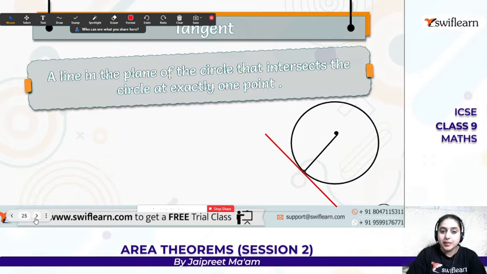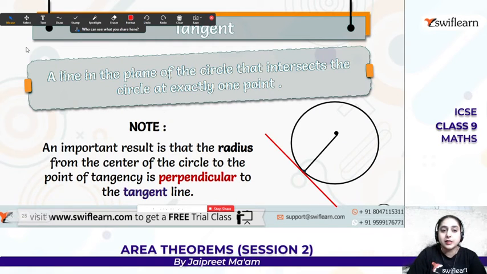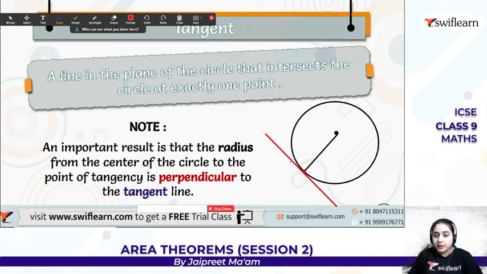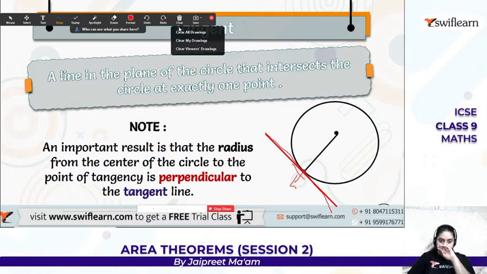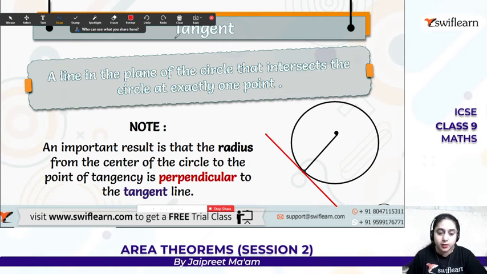What is a tangent? A line in the plane of a circle that intersects the circle at exactly one point. It is connecting at only one point, intersecting the circumference of the circle. What do we call it? We call it a tangent. This line is known as a tangent and connects to exactly one point of the circle.